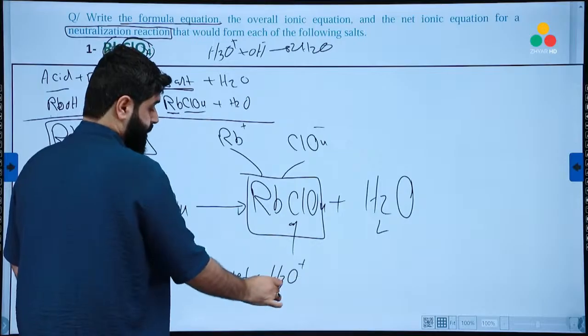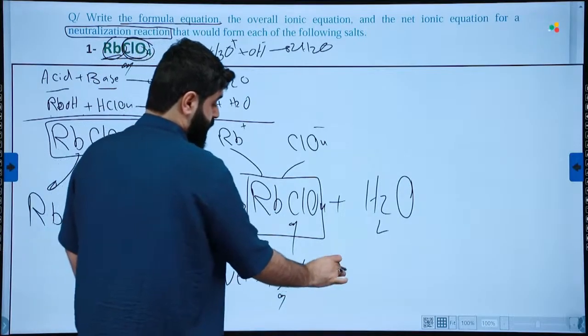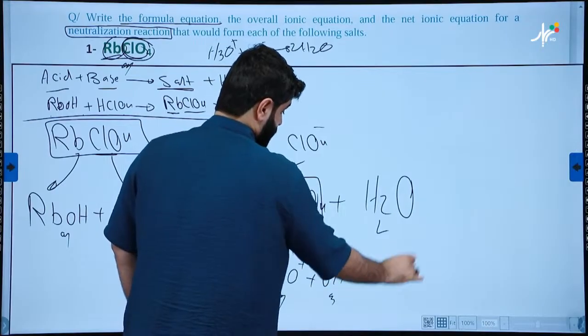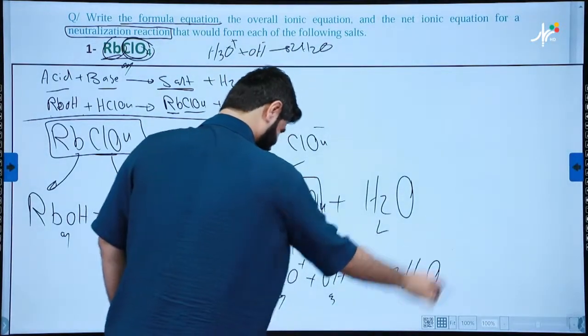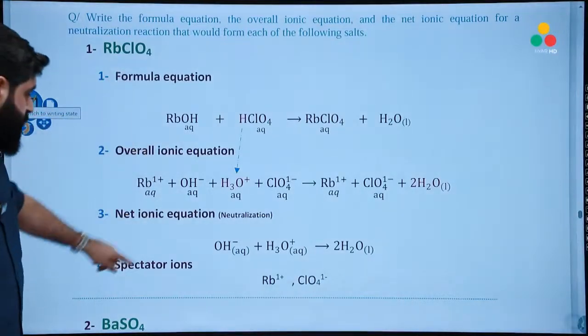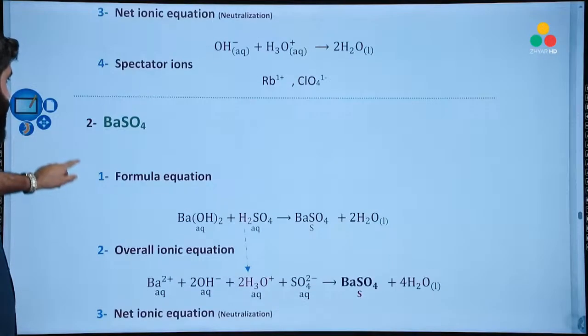H3O plus AQ plus OH negative AQ to form 2H2O. Done. So this is the second type. You can solve the rest of the other questions like this.